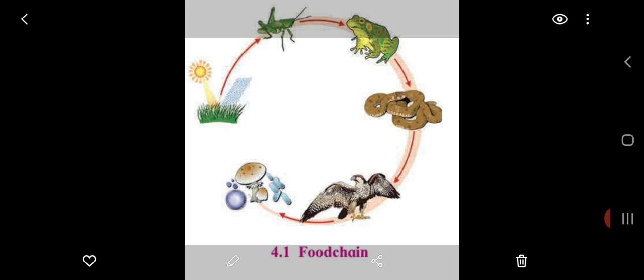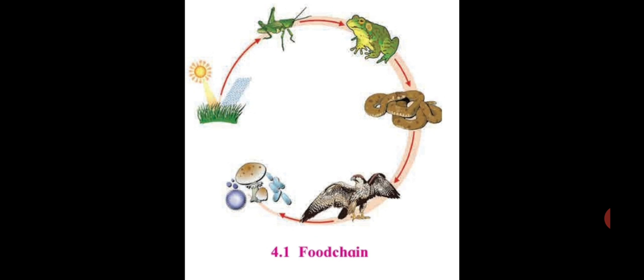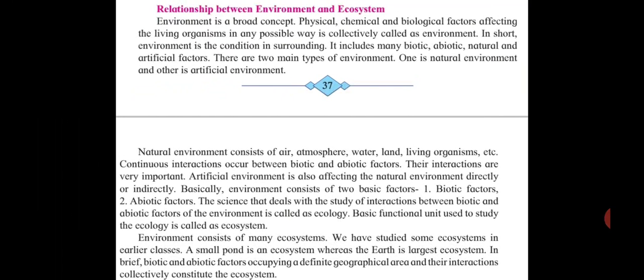Decomposers, that are saprophytes, complete the whole chain. The nutrients which decomposers get from the apex consumers like eagle or vultures are given back to the soil, and the soil gives these nutrients back to the plants. The whole chain gets completed, and the group of food chains is called a food web. So this is what was taught to you. Now moving ahead to the next topic, that is the relationship between environment and ecosystem.